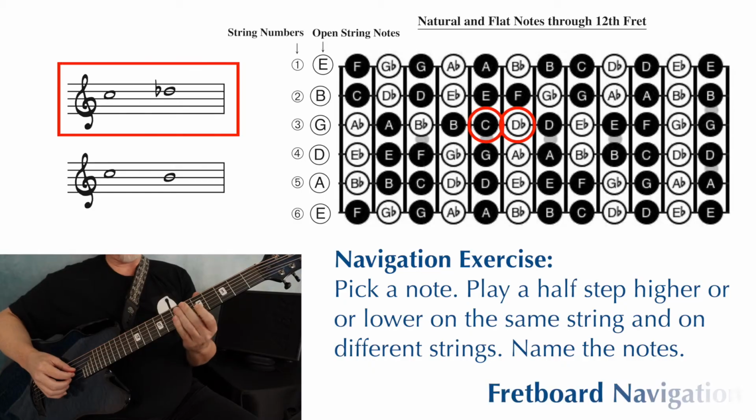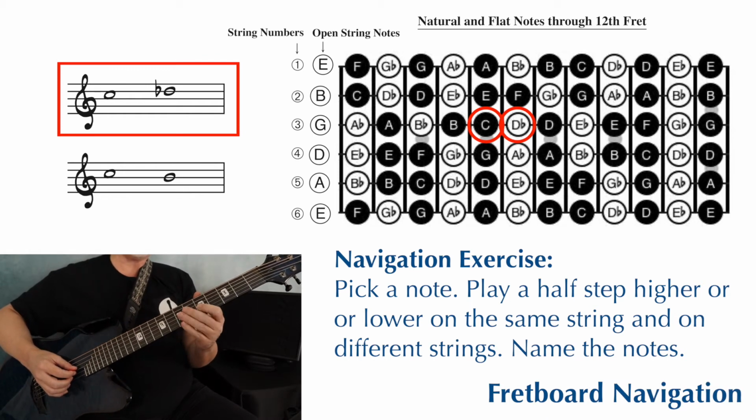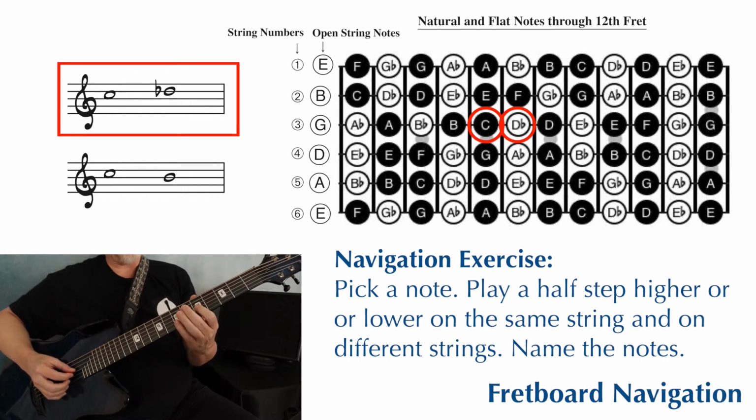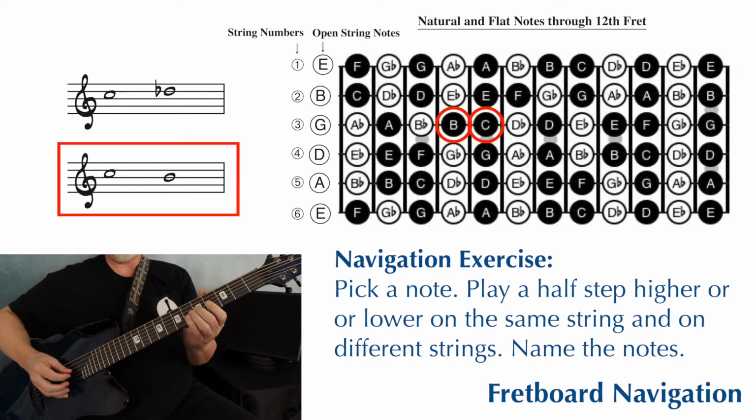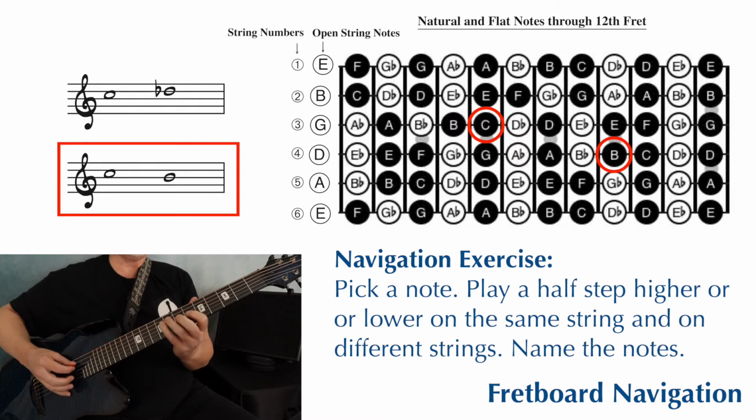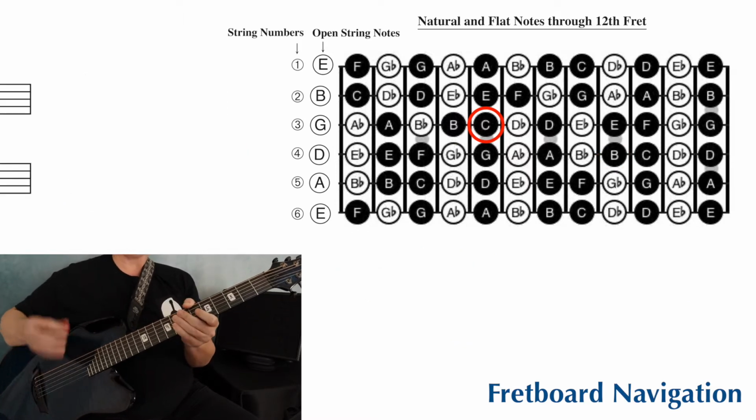So a half step above a C could be a C sharp or a D flat. I'm just going to call it a D flat. So you'd say C, D flat, C, D flat, and same when you cross the strings, C, D flat, C, D flat, and then C, B for a half step down, and then across the strings, C, B, C, B.